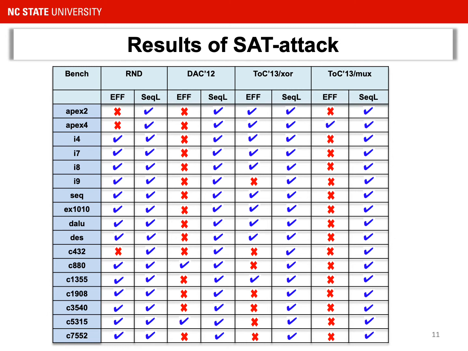The results from this table show that EFF is unable to defend SAT attack in many scenarios. In fact, if we look at DAC 12 and TOC 13 marks columns, we can see that EFF is unable to defend most of the scenarios. On the other hand, SeqL is able to successfully defend SAT attack in 100% of the scenarios across the board. This shows the efficacy of SeqL as compared to EFF in securing scan chains against SAT attack.